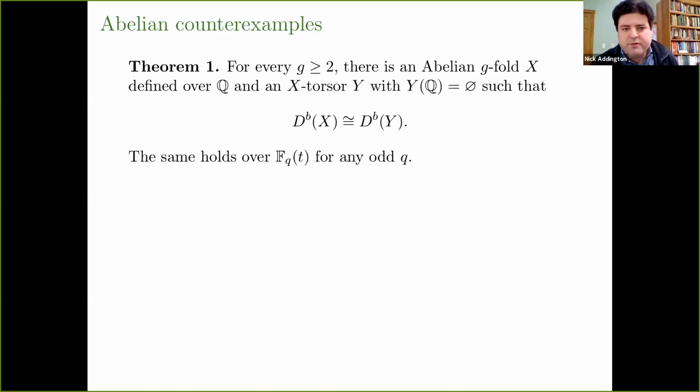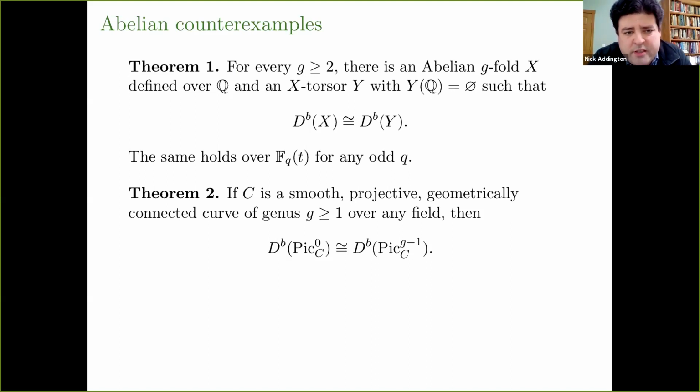And we deduce this from our second theorem, which is that for any curve of genus greater than or equal to 1 over any field, the Jacobian, so Pic naught of the curve, is derived equivalent to Pic g minus 1 of the curve. So the Jacobian is your abelian variety, and Pic g minus 1 is your torsor.